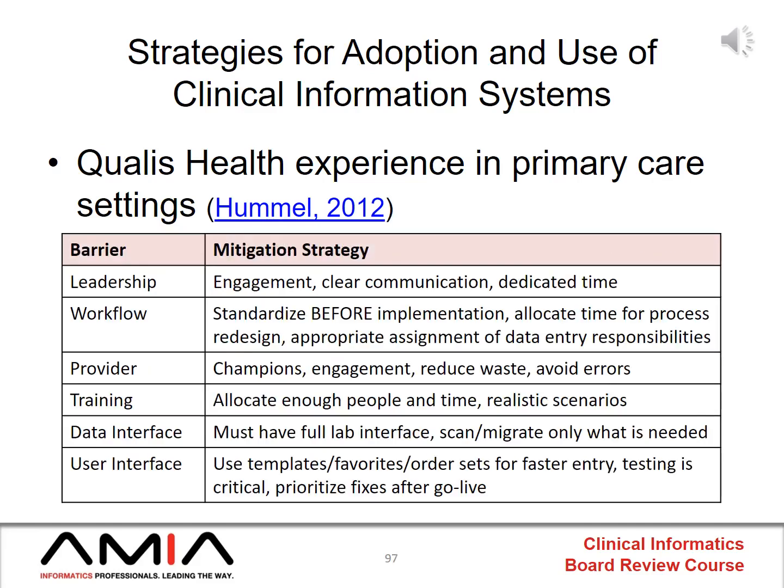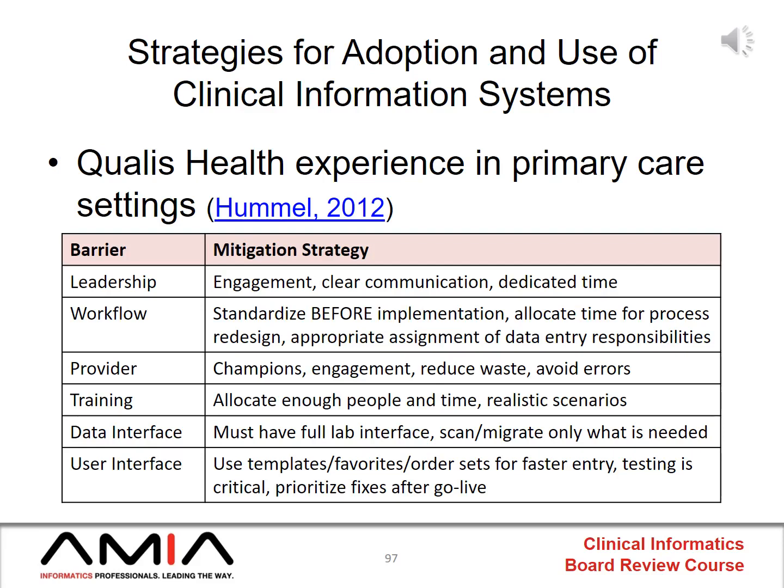For each one of these barriers, they listed mitigation strategies, and most of these are common sense, but one that I really want to point out is the mitigation strategy under workflow. Standardizing your workflows before you implement a new system is critically important. And it's also important, in as much as possible, to have standardized workflow in your graphical user interfaces and beyond, because then there is a consistent, expected process to follow. Standardization and consistency makes it much easier for users to adopt new technology.